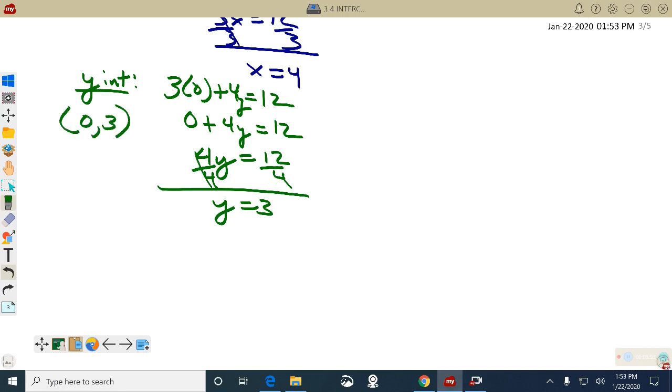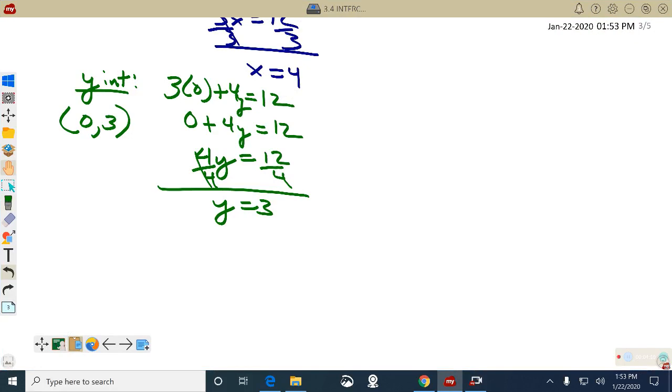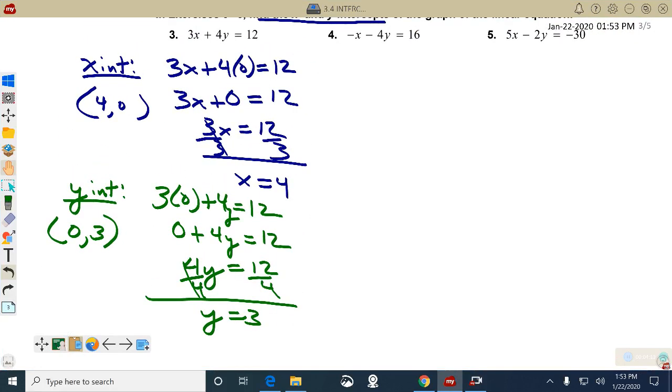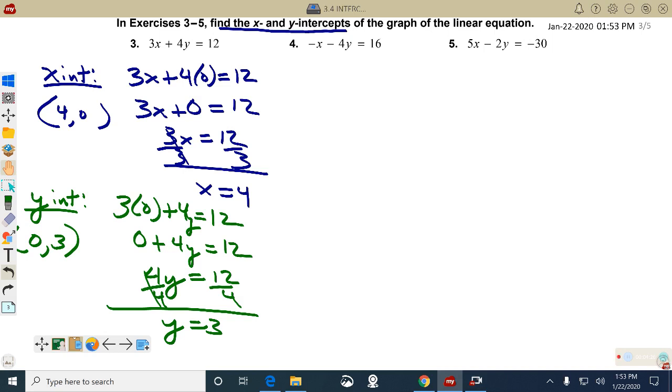Look at that. In other words, if I were to graph it, I'll put a point at (0, 3), and then I put a point at (4, 0). The blue and green, if I wanted to graph it, I'd put a point on these 2 points and just draw a line through them, and I'll be done graphing. It's easy stuff, you guys. Let's do number 4. We won't do 5. We'll just do 3 and 4 right now, and then number 6, and we'll be done.